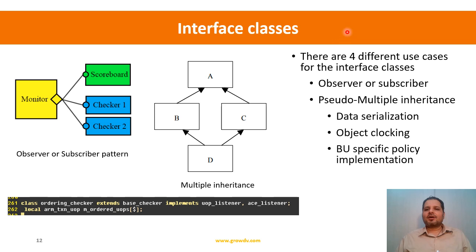There are four different use cases for the interface class. The first one is called the observer or subscriber use case. We have a monitor and we want to feed its output to multiple other modules: a scoreboard, a checker, a coverage collector. In the FIFO test bench, if you remember, we had a push monitor and a pop monitor feeding transactions to the scoreboard. If we had a coverage collector, we had to feed it as well.